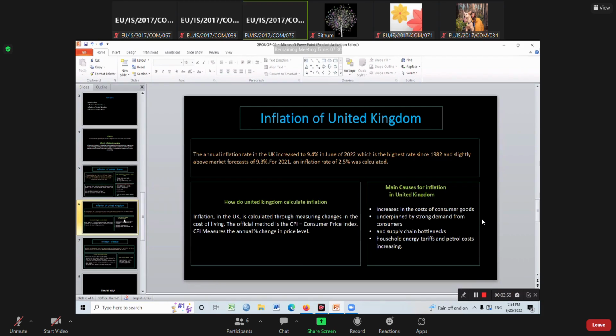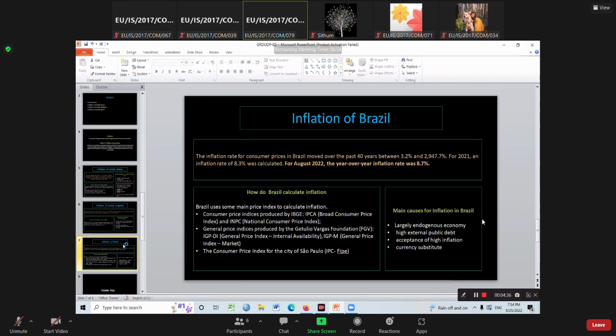Inflation in the UK is calculated by measuring changes in the cost of living. The official method, the Consumer Price Index, measures the annual percentage changes in the price level. The main causes for inflation in the United Kingdom: increases in the cost of consumer goods underpinned by strong demand from consumers and supply chain bottlenecks, and household energy tariffs and petrol costs increasing. Next, we can see inflation of Brazil.